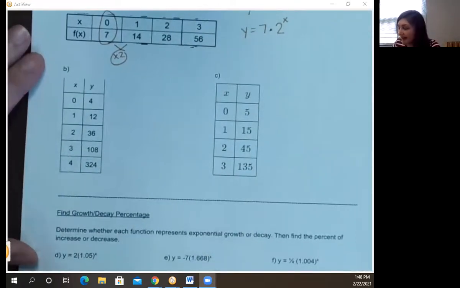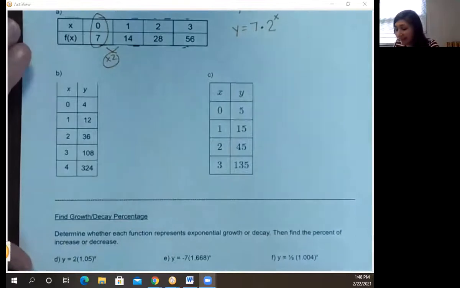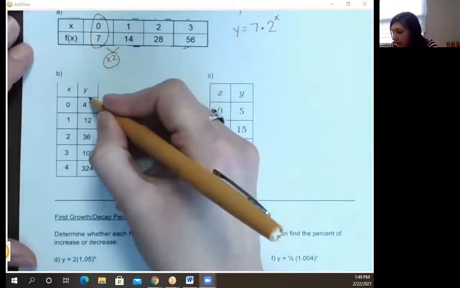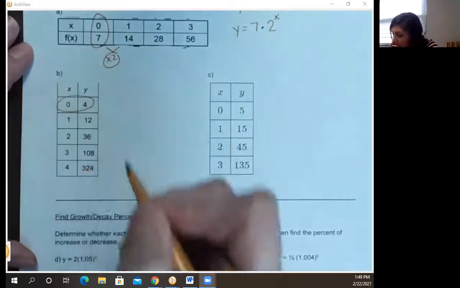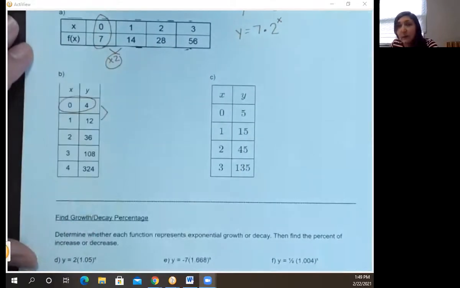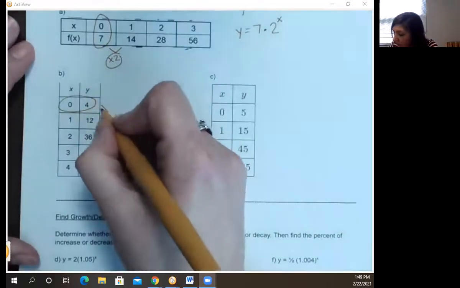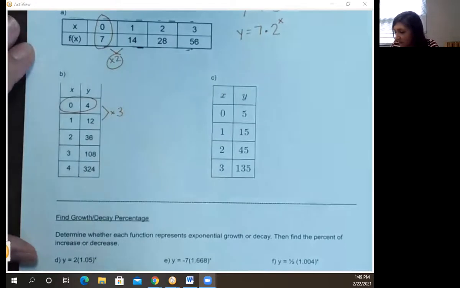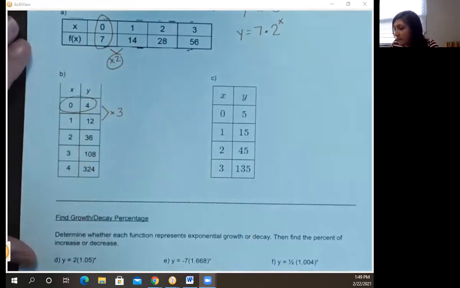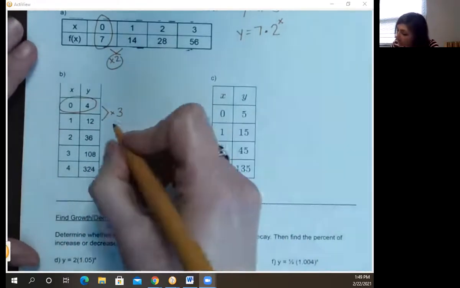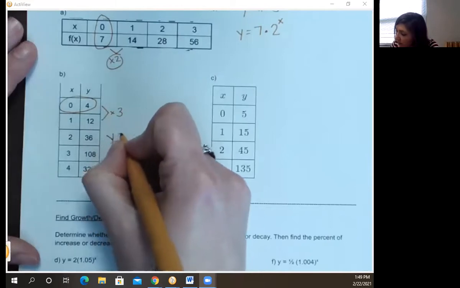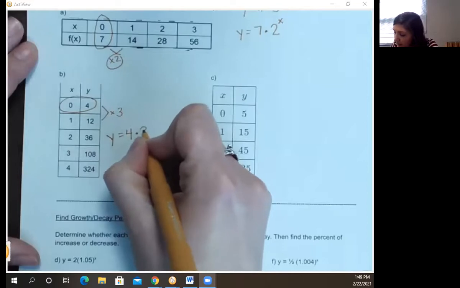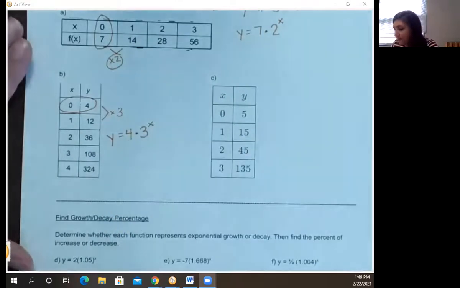The other tables I have are oriented a little bit differently, but I see the same thing. My x's are increasing by 1s. So now I want to select a point from here and figure out what's my rate of growth. So 4 times 3 gives me 12. 12 times 3 gives me 36. 36 times 3 gives me 108, and so on and so on. So my exponential function that describes this table would be y equals 4 times 3 to the x.